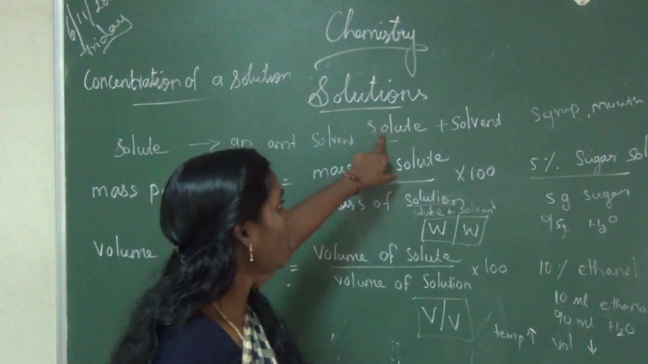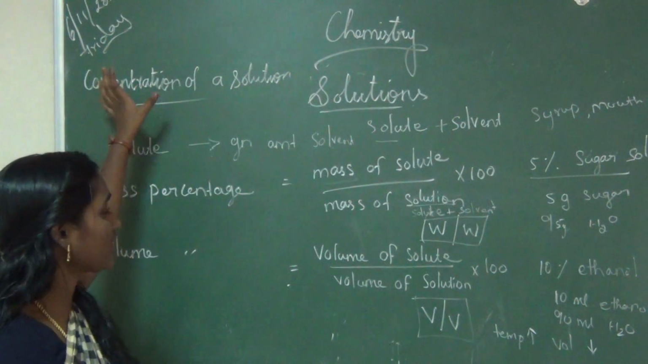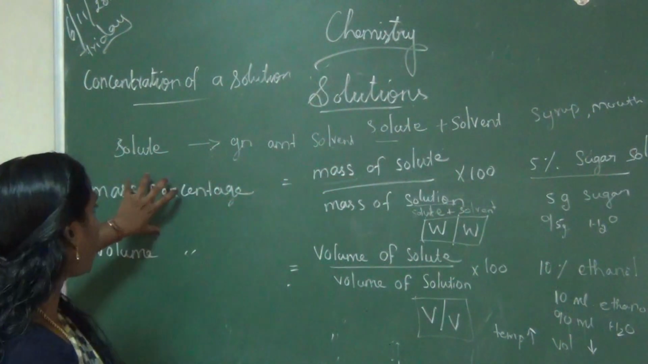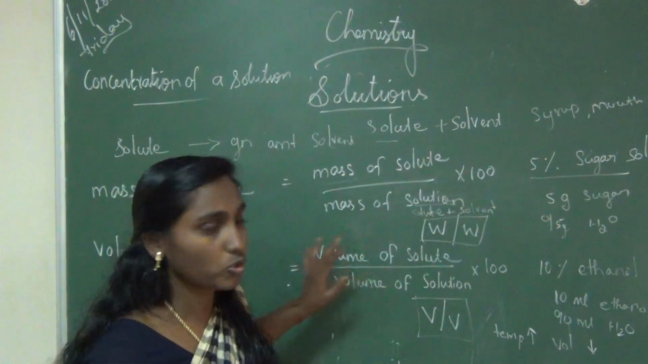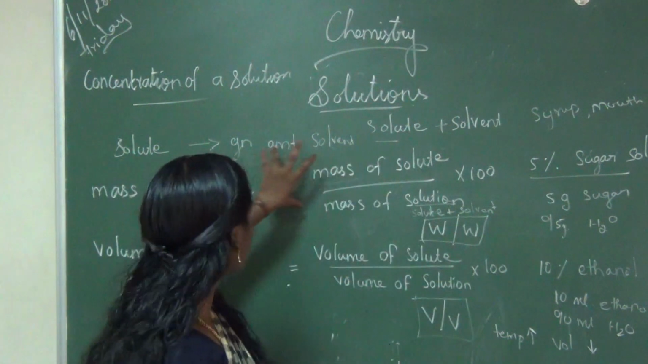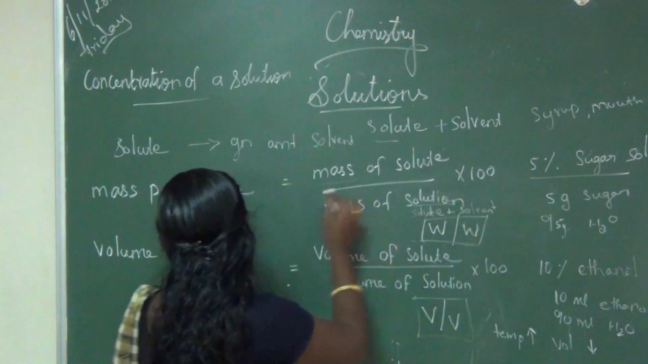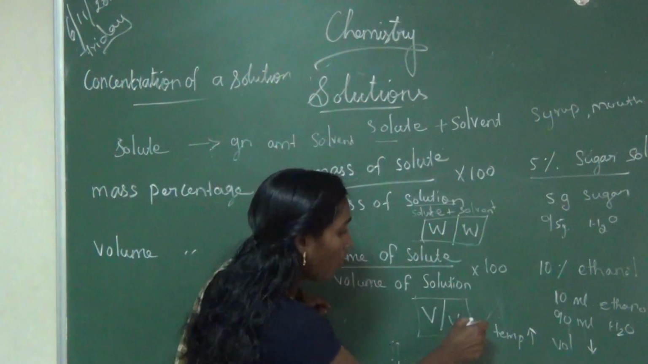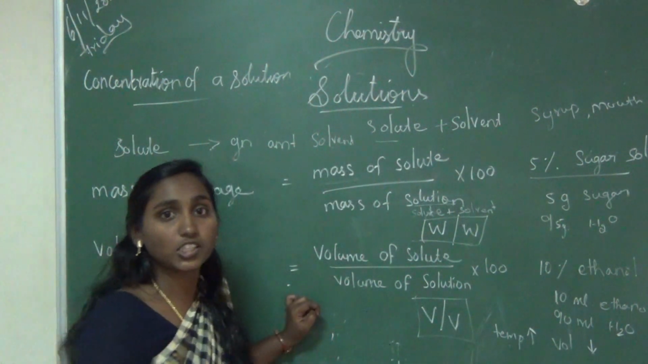So solution means solute plus solvent. Concentration of a solution is defined as the amount of solute present in a given amount of solvent. Mass percentage formula: mass of solute by mass of solution into 100. Volume percentage: volume of solute by volume of solution into 100. Mass percentage is expressed as W by W and is independent of temperature. Volume percentage is expressed as V by V, meaning volume divided by volume. When temperature increases, volume decreases due to the expansion of liquids.